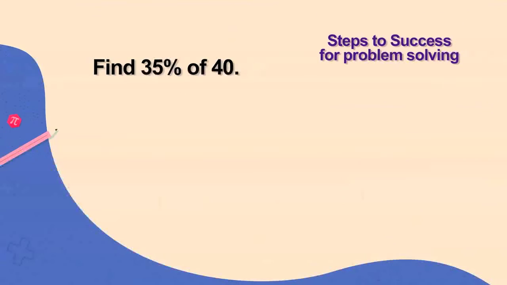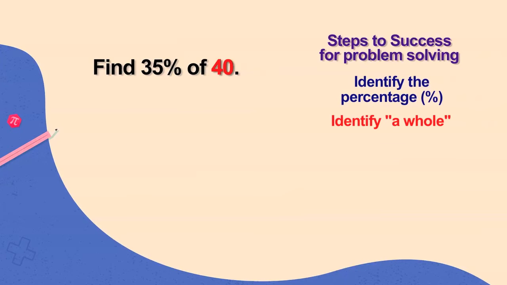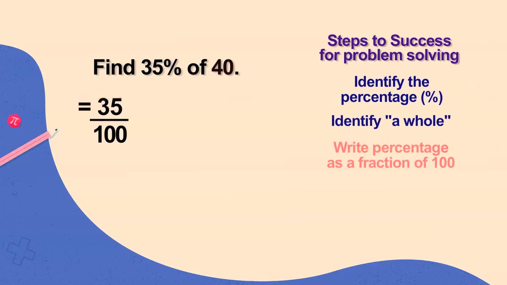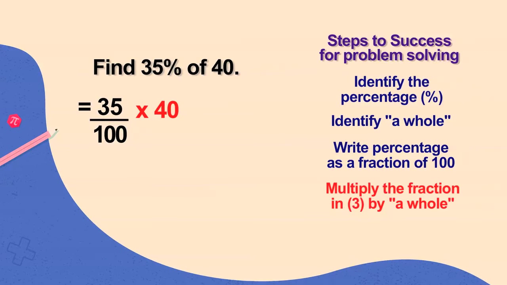Let's use the steps to success to solve this problem. Identify the percentage, which is 35%, and a whole is 40. We'll write the percentage as a fraction of 100, which is 35 out of 100. Then multiply by 40. Later, show the working. I will use the cancellation method. I cancel 0 in 40 and 0 in 100.